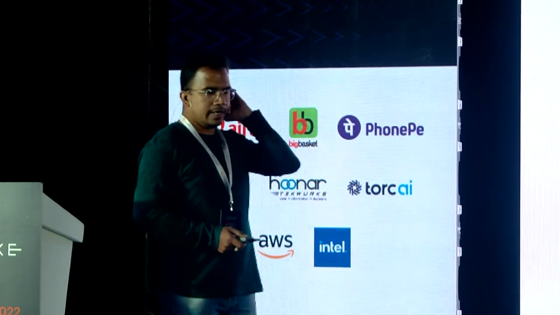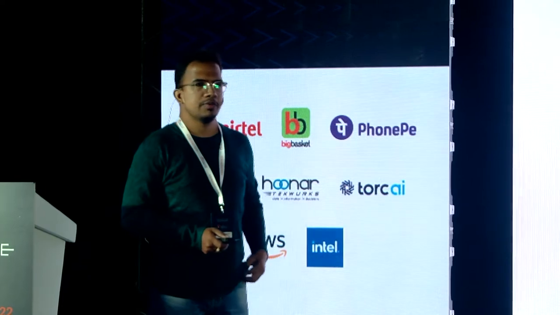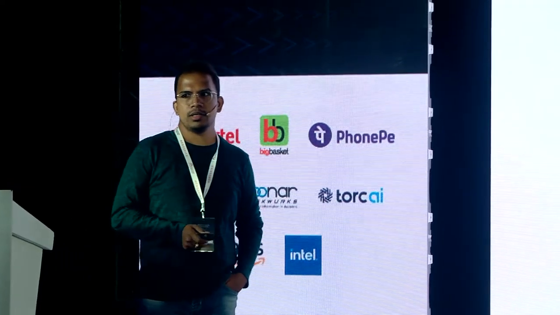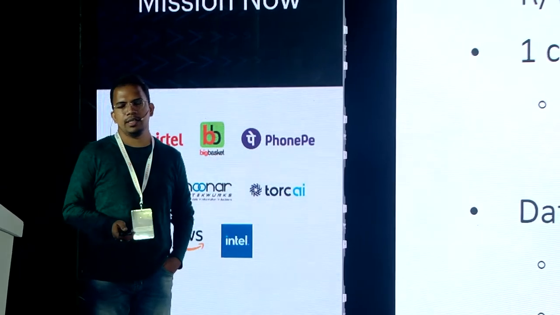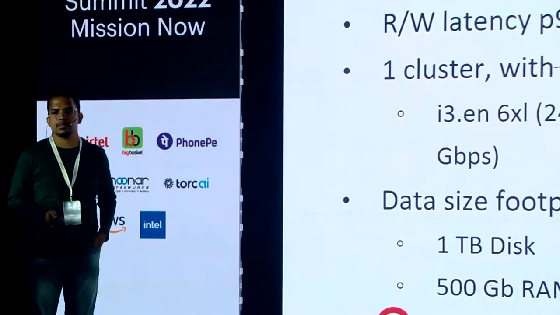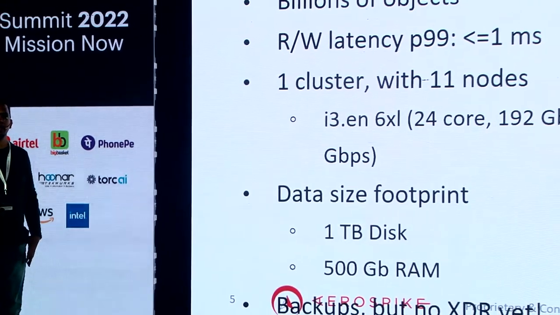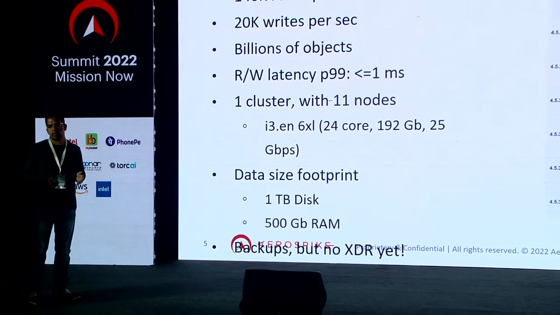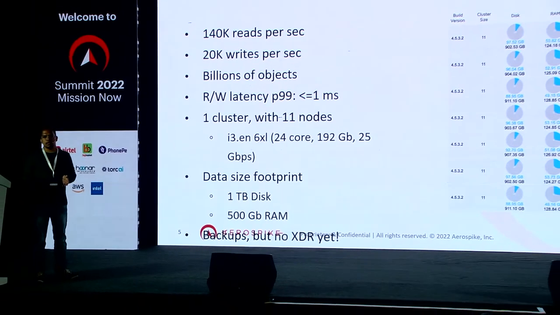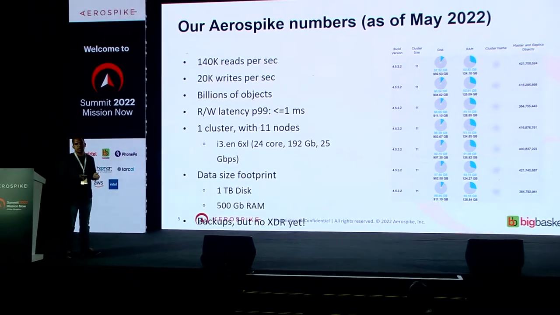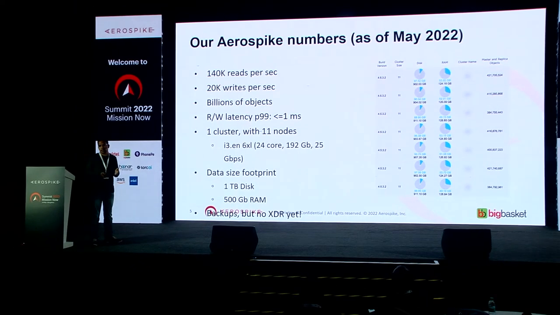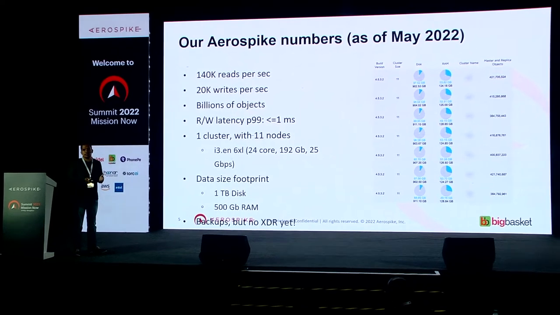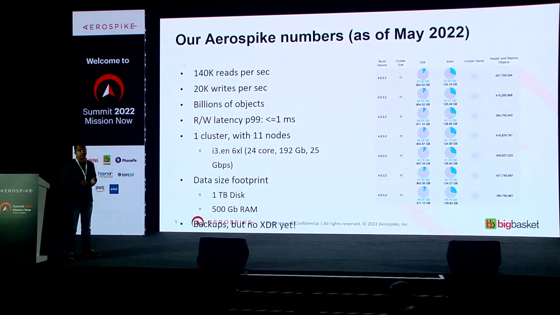So these are our Aerospike numbers at the moment, just in case anyone is curious. The entire BigBasket runs on an 11-node Aerospike cluster, which is i3en.6xlarge instances. We are currently hosted in one single place, but clearly we want to go down the path of breaking that into multiple clusters, purely from the disaster recovery perspective and purely from the reliability standpoint, just in case anything happens at the cloud level, for example, when a rack goes down, things like that.